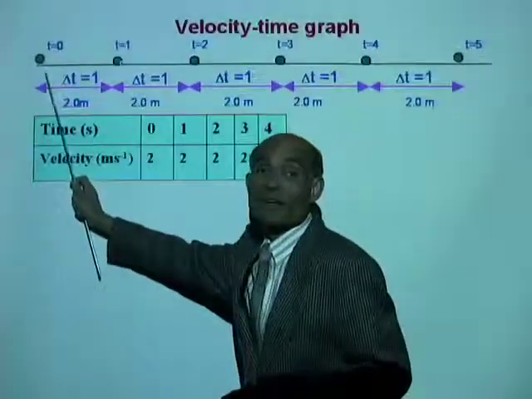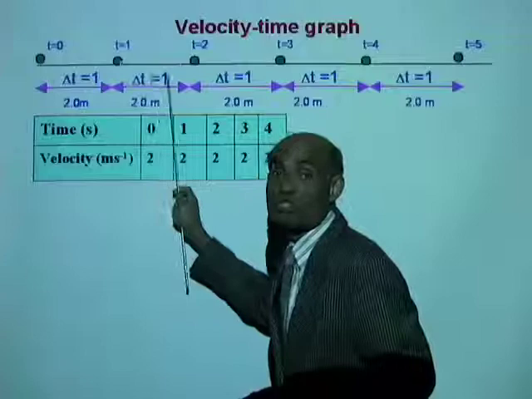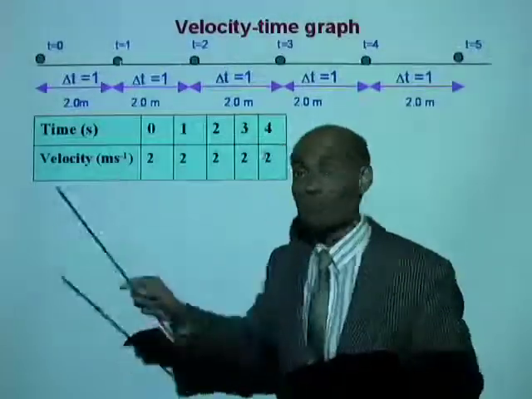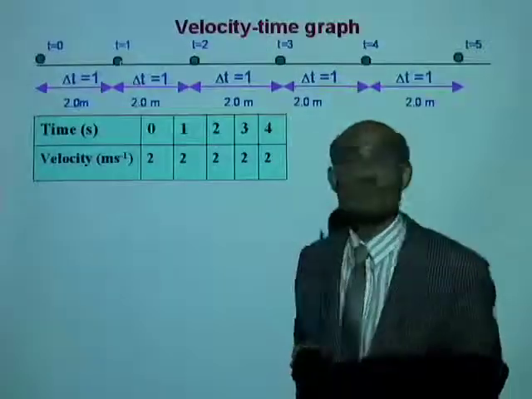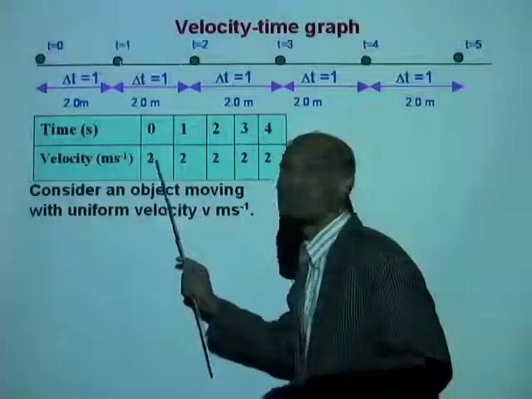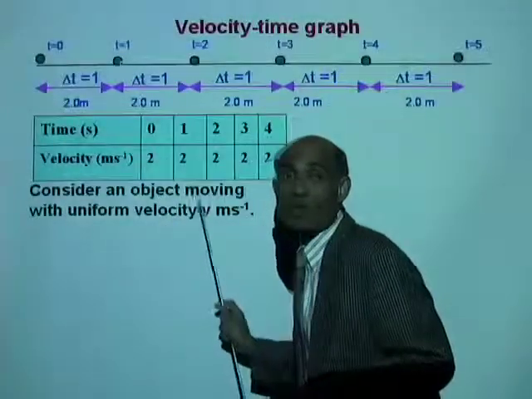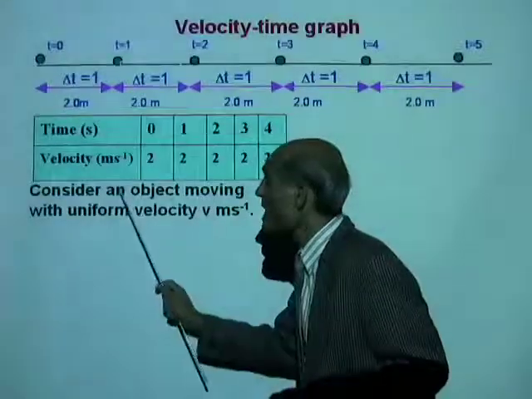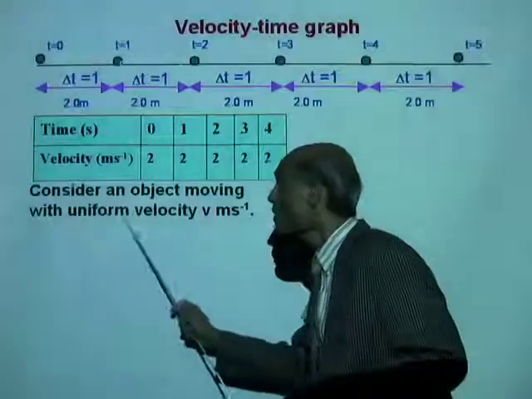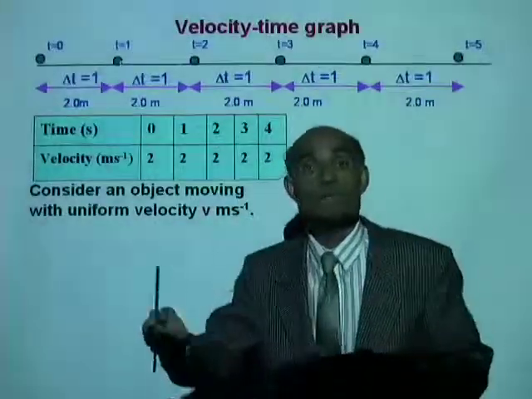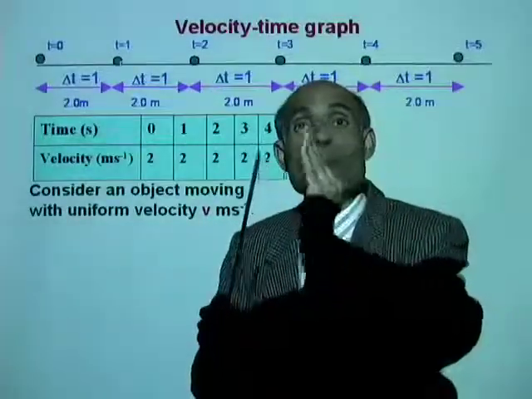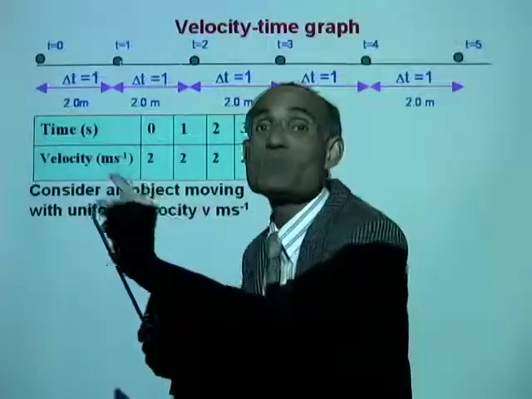It means every second the position changes by 2 meters. The velocity is uniform and is equal to 2 meters per second. Now, this is a specific example. I'm going to use a general term. Let us now consider an object moving with a uniform velocity of v meters per second. That means every second the position of the object changes by v meters.